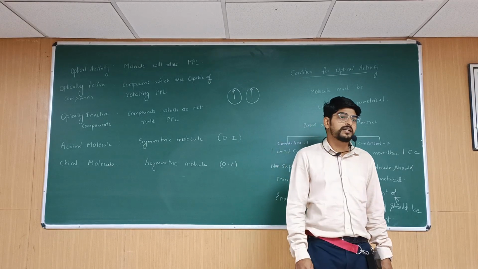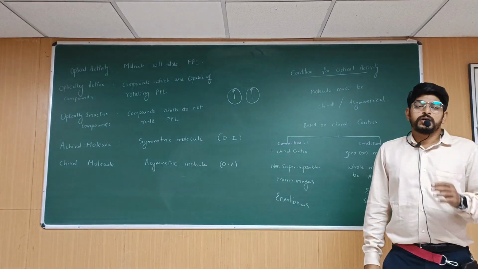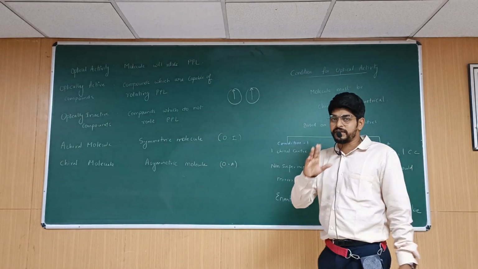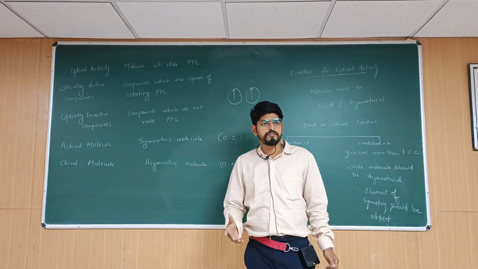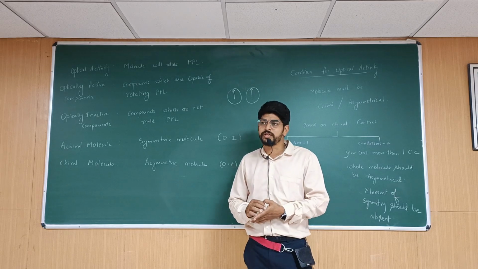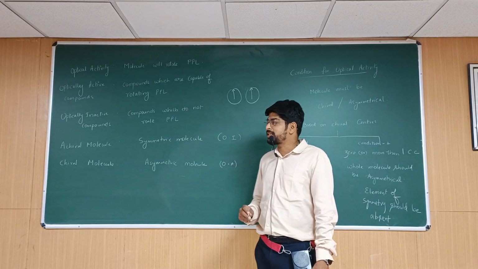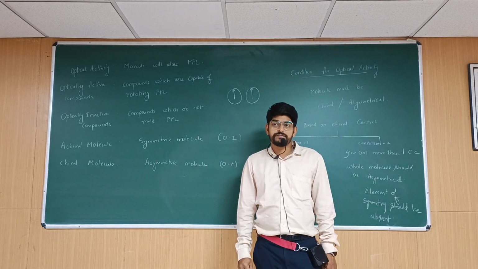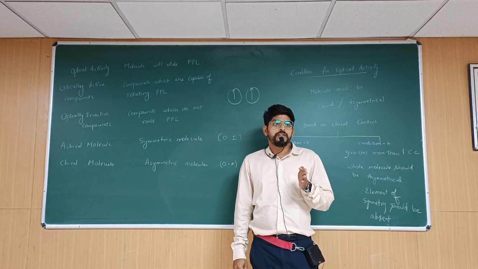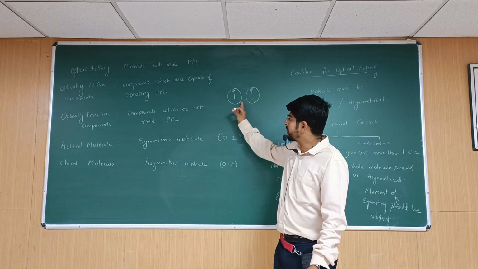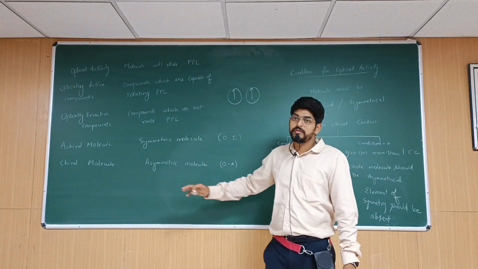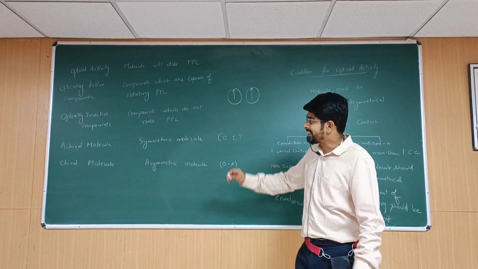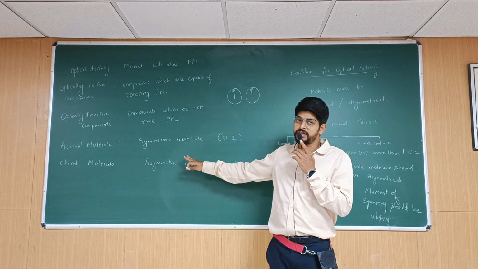Next comes achiral molecule. Achiral molecule means the molecule is symmetric, that is, you can cut it into equal halves. There is some symmetry element in the molecule. So if the molecule is achiral, then you can say it is optically inactive. What is inactive? Even if you pass plane polarized light through it, it looks the same. Why? Because there is some symmetry element, it will distribute the light equally. So that is an achiral molecule or a symmetric molecule.